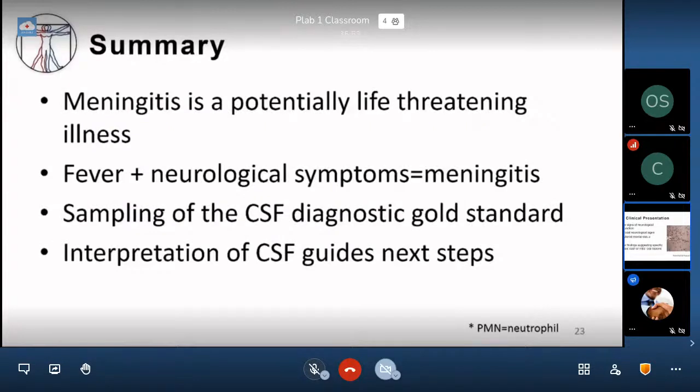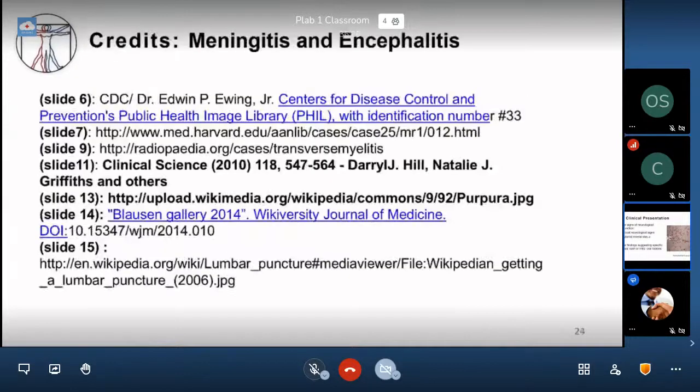In summary, meningitis is a potentially life-threatening illness that requires rapid recognition. Your initial clues to this diagnosis are fever and neurologic symptoms. Doing a lumbar puncture is the diagnostic test of choice, and interpretation of the initial CSF results can guide your management.